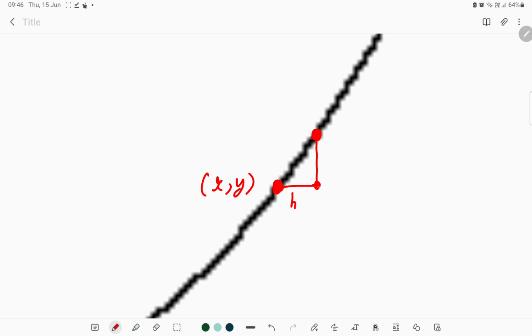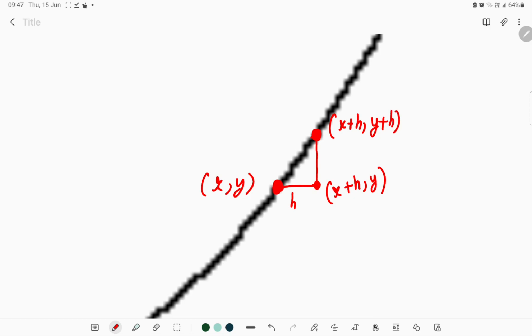So this point would just be x plus h, y, and this point would be, what would this be? This would be x plus h, comma y plus h.